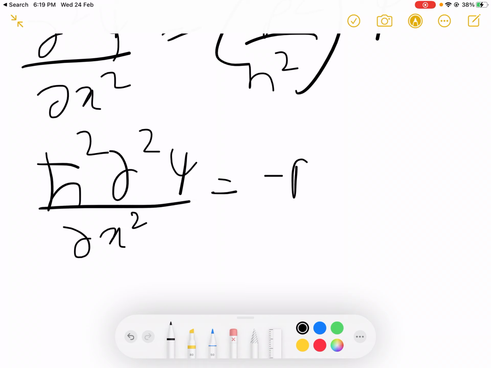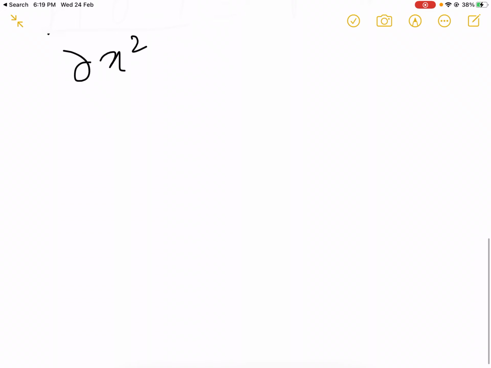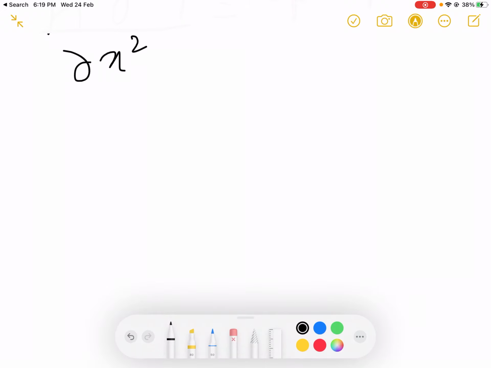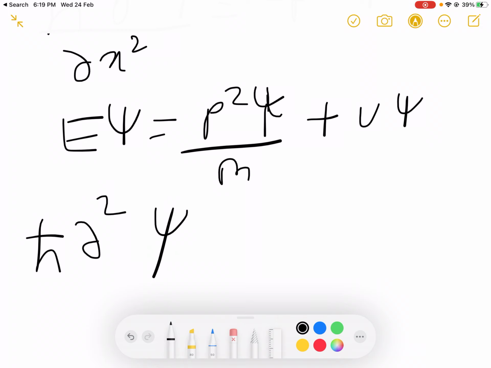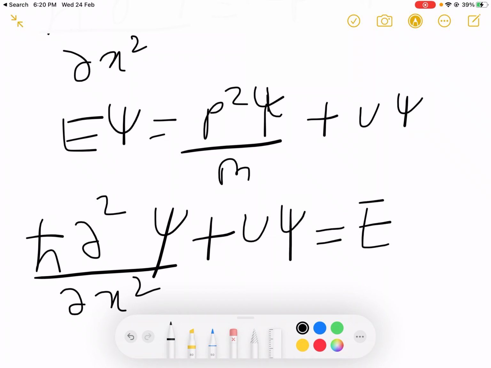And then we can just use the idea of energy, which is potential energy plus kinetic energy. So we can get E psi is equal to p square psi over 2m plus U psi. Therefore we get negative h bar square del square psi over 2m del x square plus U psi is equal to E psi.